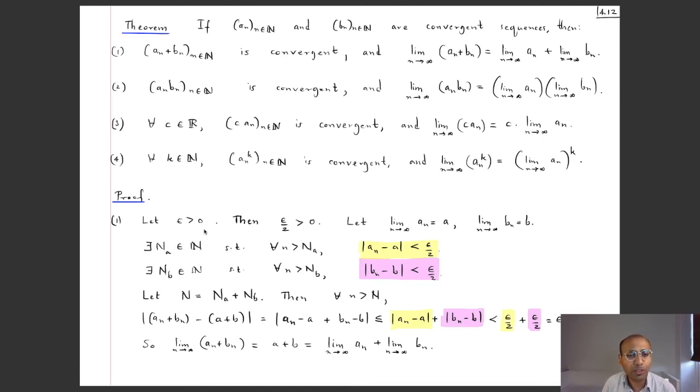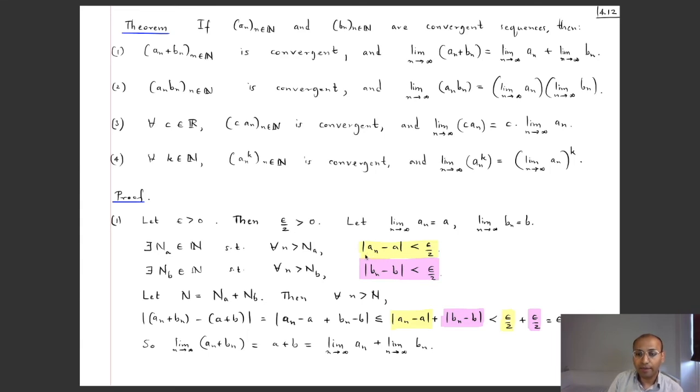So let epsilon positive be given, then epsilon by 2 is also positive, and let the limits of these two sequences be denoted by a and b respectively. Now since epsilon by 2 is a positive number, with this distance there exists an index, let's call it na, such that beyond that na, the distance of the nth term to a is less than epsilon by 2. And similarly, since this other sequence converges to b, with this challenge distance, there exists an index, let's call it nb, such that beyond that nb, the distance of the nth term to the limit is less than the challenge distance, which is epsilon by 2.